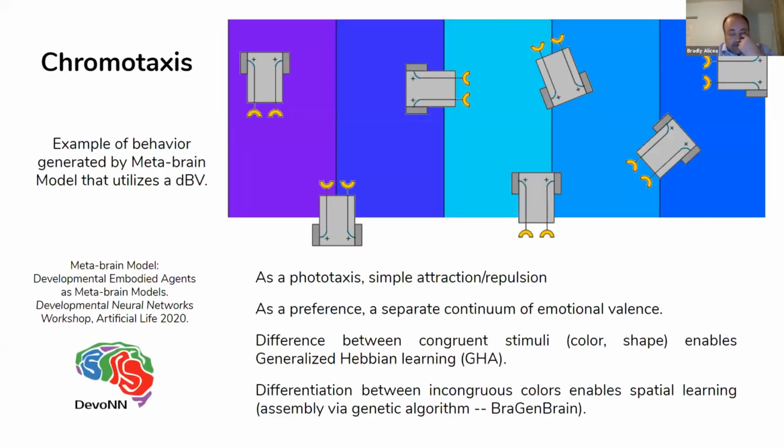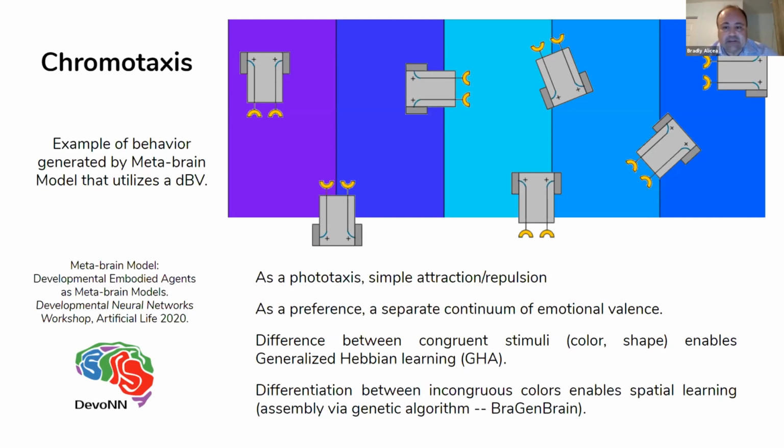And so we can do different types of behaviors with these. One example I've used in a number of talks is called chromotaxis. So the idea is these vehicles will be attracted to not only a certain color, but can differentiate between colors. And so as a phototaxis, this operation is simple attraction or repulsion. Are you attracted to this color, or are you repulsed by it? As a preference, you have this separate continuum of emotional valence. So now it becomes important to differentiate between different shades of a color or different colors.